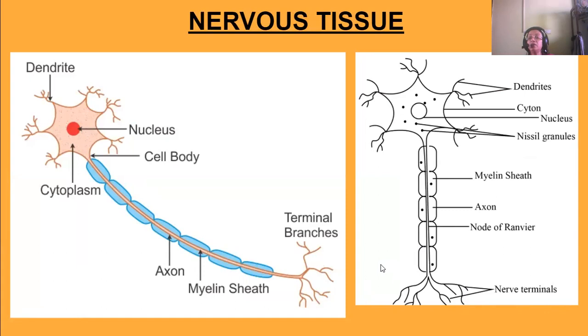The nodes where the myelin sheath breaks are the nodes of Ranvier. The node of Ranvier is here, not here. The marking will be from here, where the myelin sheath breaks. That is the node of Ranvier.